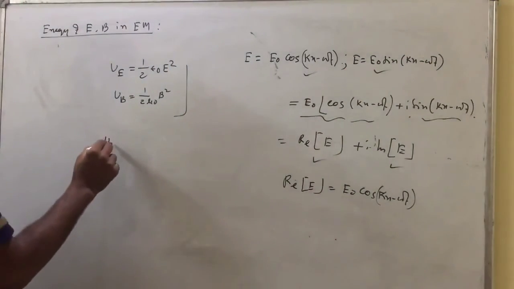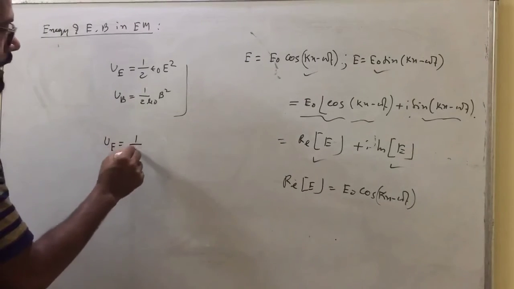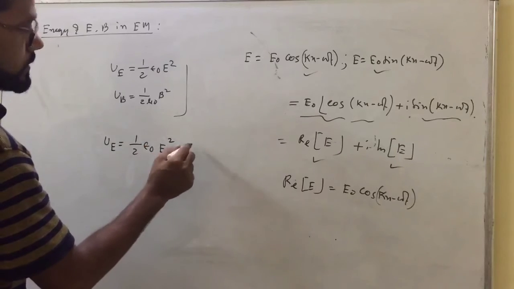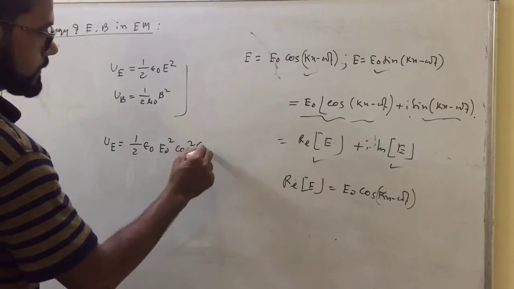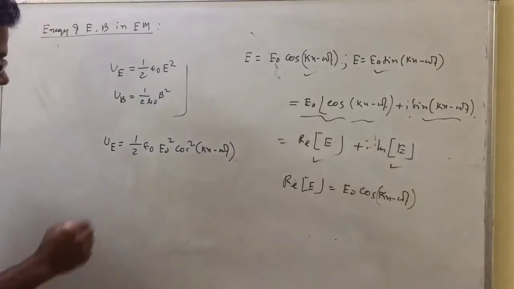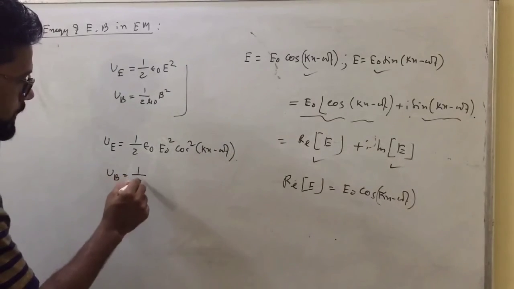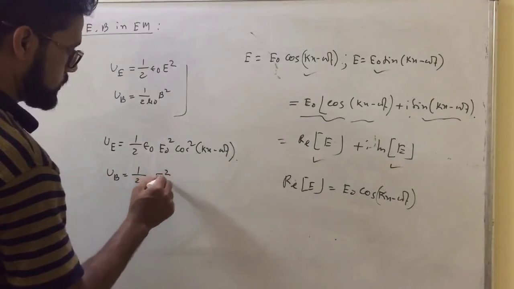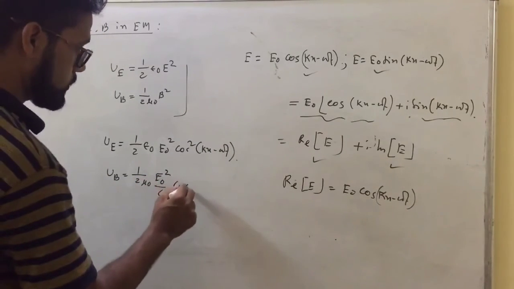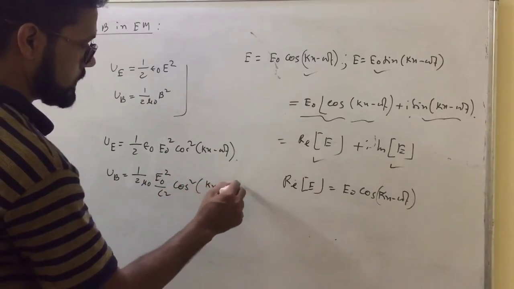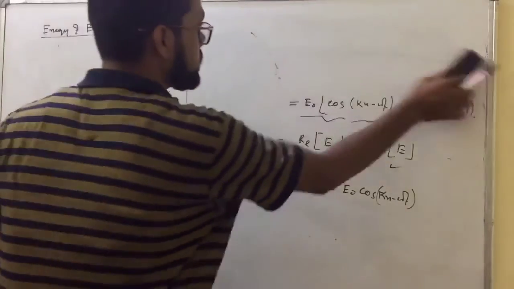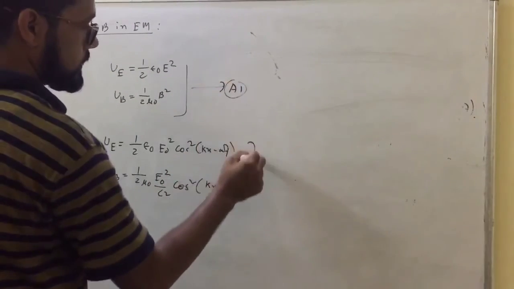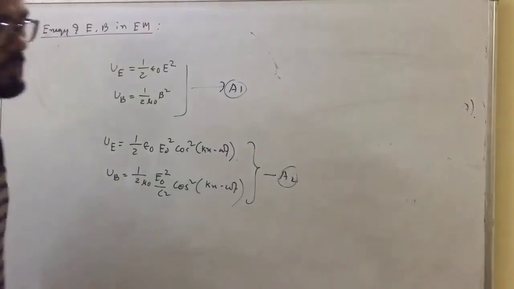So the electric energy density U_E equal to half epsilon naught E naught square cos square(kx minus omega t), taking cos. Is it okay? Similarly, the magnetic energy density equal to 1 by mu naught times E naught by c square, there is a relation, times cos square(kx minus omega t). Is it okay? These are the relations 1a and 1b. This is the instantaneous energy.